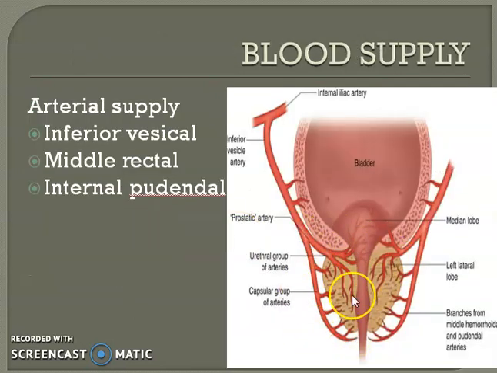The blood supply of the prostate. Arterial supply is by means of 3 important arteries, that is the inferior vesical artery, which provides the main branch, that is the prostatic artery, which is supplying the prostate. Also the branches from the middle rectal artery and internal pudendal artery also supply the prostate.